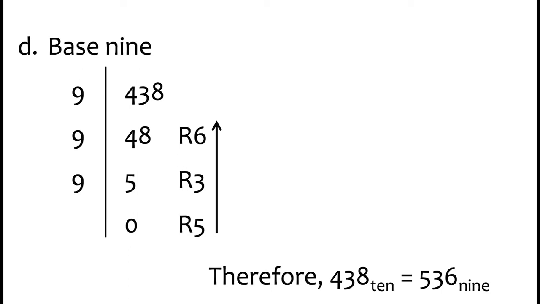Now 48, the next, divided by 9. You ask yourself how many times 9 will go in 48 is 5 times. Multiply 9 by 5 is 45. So out of 48, remove 45, remainder 3. Then finally 5 divided by 9 is not possible. It will be a decimal value, as I've mentioned. So we are dealing with whole numbers. So 0, remainder 5.